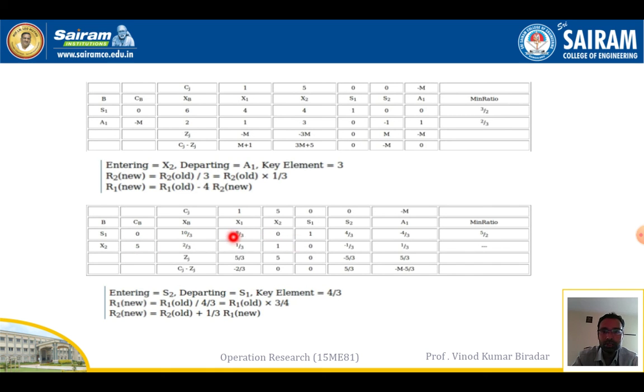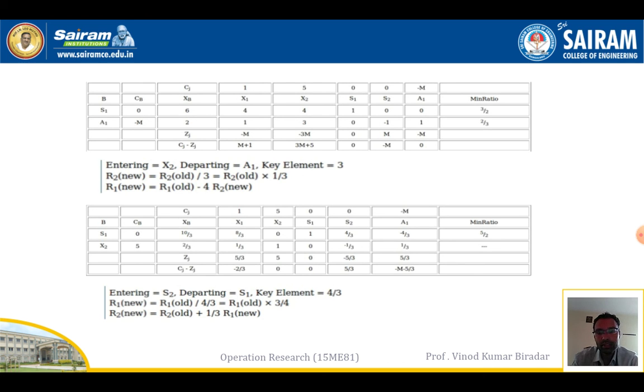And for the previous s1 values, use the formula. I wrote here the formula: new value equals old value minus the corresponding key column value into the corresponding key row value, divided by the key element. If you use that formula, you will get 10, 8 by 3, 0, 1, 4 by 3, minus 4 by 3, and this side is 5 by 3.